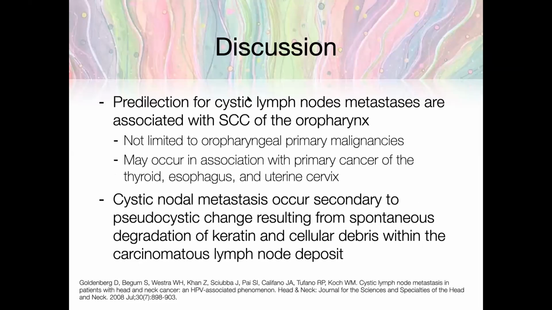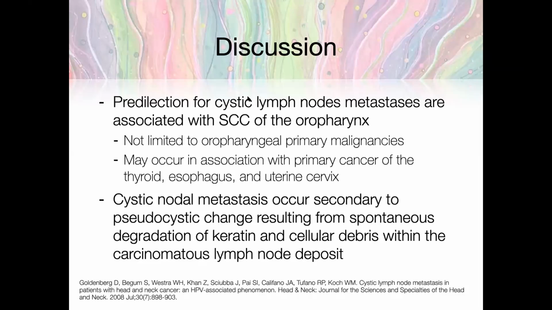The appearance of cystic cervical nodal metastasis is a distinctive, specific, and easily recognizable phenomenon that occurs in a subset of HNSCC. It has been recognized that there is a marked predilection for cystic morphology in cervical metastasis to be associated with squamous cell carcinoma of the oropharynx. The phenomenon of cystic metastasis is actually not limited to oropharyngeal primary malignancies, but has also been reported to occur in association with primary cancer of the thyroid, esophagus, and uterine cervix.